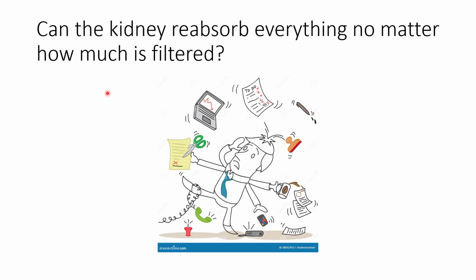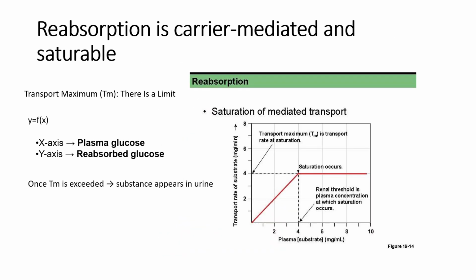So now comes the question: can the PCT, or the kidney in general, absorb everything, no matter how much is filtered through it? The answer is obviously no, because the reabsorption, as we saw, was carrier mediated. There were different receptors responsible for absorption. The mathematical unit for this is transport maximum, and this is the graph.